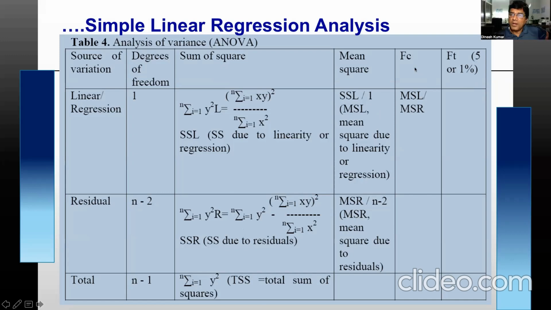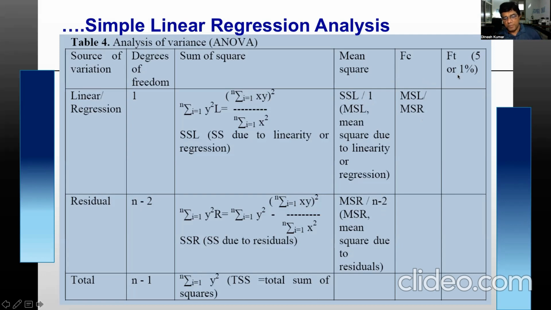Okay. Now, you need to calculate the value of F. Value of F is mean square due to regression divided by mean square due to error or residual. Mean square due to linearity divided by mean square due to residual or error. Means this value should be divided by this value. Then you get F calculated. So you have the F calculated value, and for the F test you have the F table also. In the F table you have the level of significance, say 1% or 5%, whatever you want, you can choose from the F table.